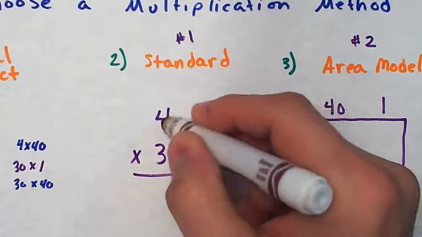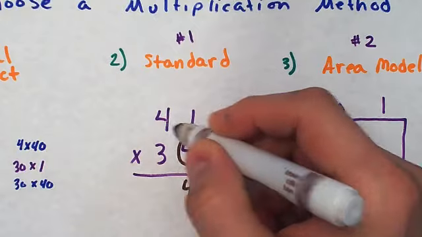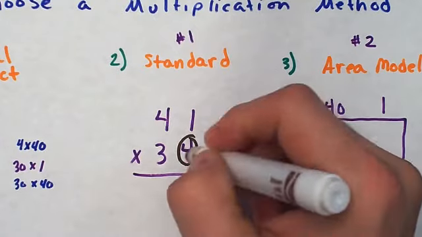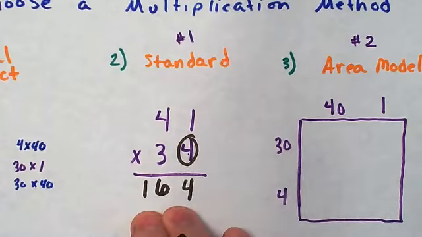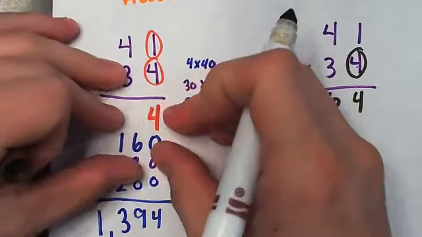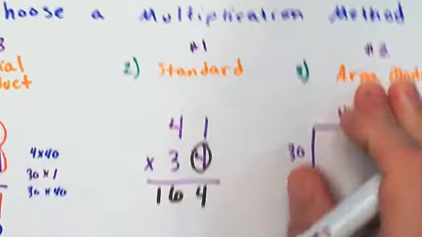Come back to the 4. 4 times 4 is 16. On this way, we don't have to do it as 4 times 40 because we're going to continue this answer right here. So 4 times 4 is 16. And look, see how that's 164? Well, that's what those two together were, 164.